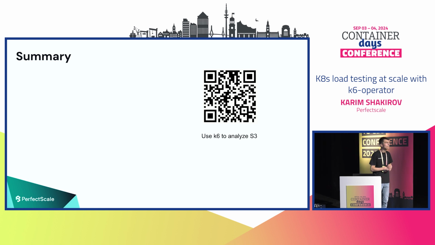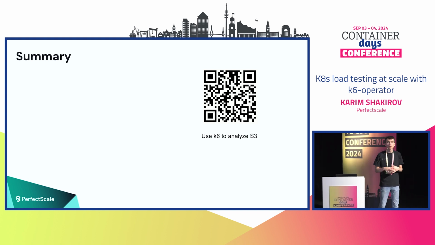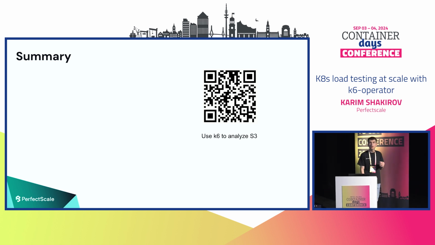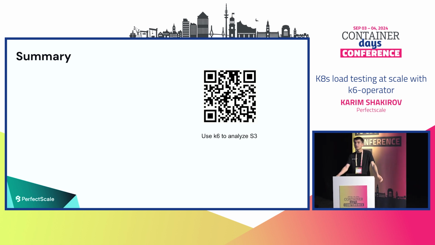We also load tested not only applications inside our cluster. At some moment, as I told you, we are utilizing S3 a lot, and we had S3-side throttling. To understand why it's happening, we also load tested S3. So here you can find the GitHub repository with all the data related to the k6 S3 analysis. We spent our $1,000 on S3 requests, so you don't need to.